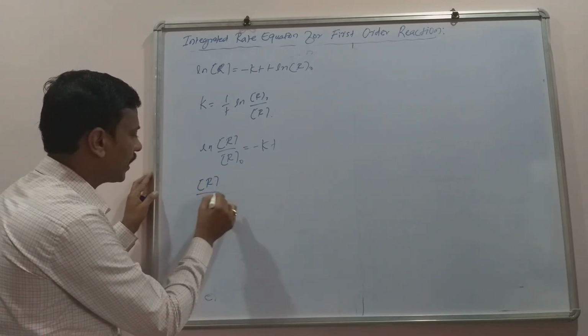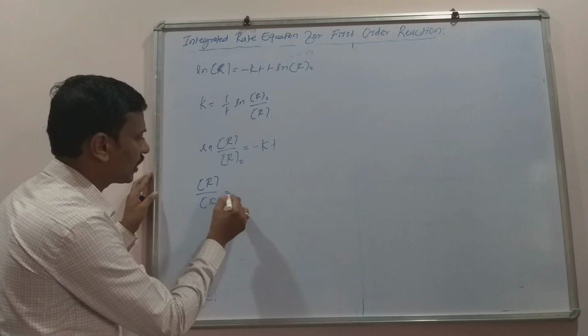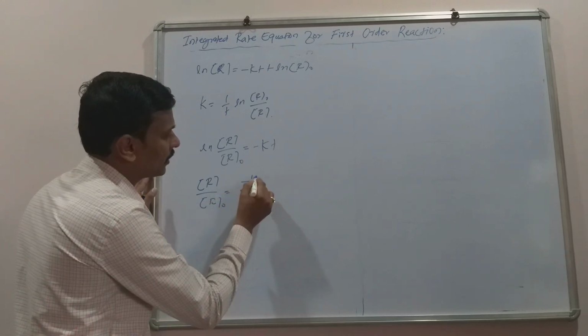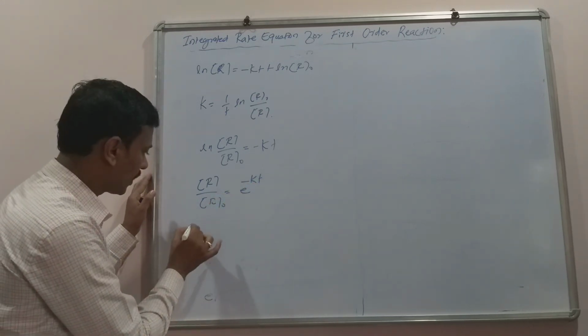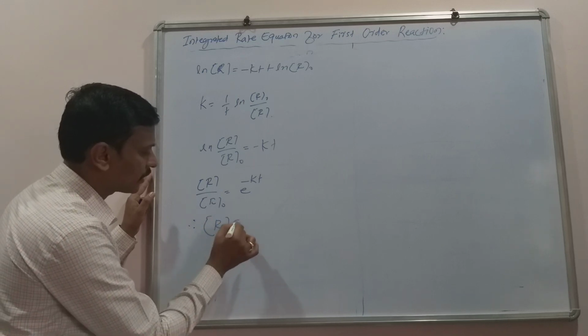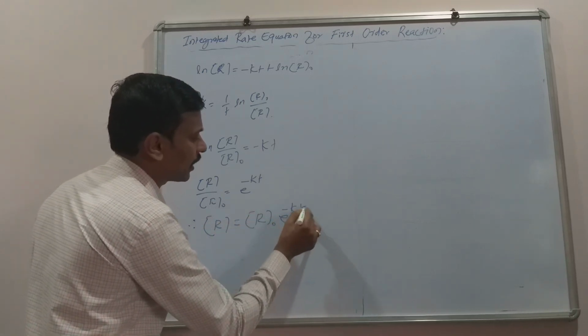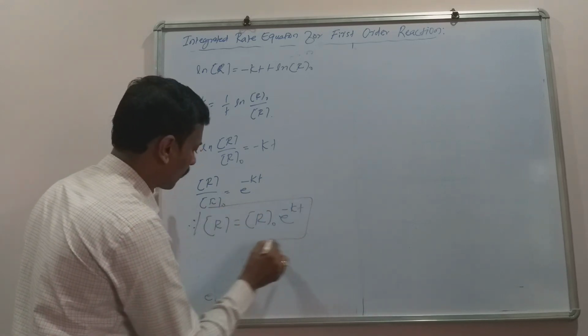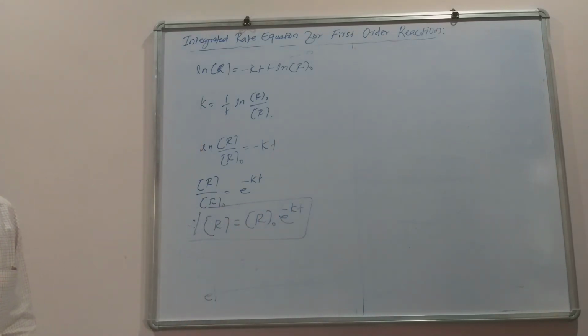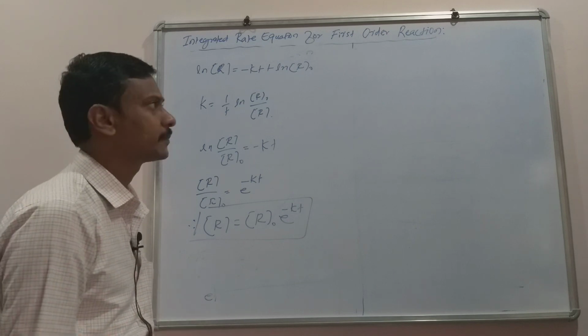Therefore, r by r naught is equal to e raised to minus k into t. Therefore, the concentration of the reactant is equal to the initial concentration of the reactant times e raised to minus kt. This is one more form of the equation.